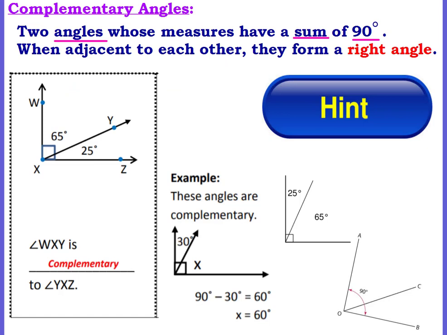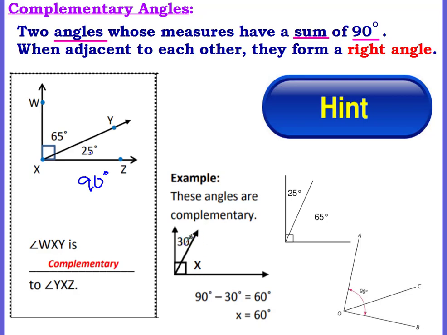Complementary angles. These are two angles whose measures have a sum of 90 degrees. When adjacent to each other, they form a right angle. So this is an example of complementary angles. We have angle WXY and angle YWX. They're next to each other, they're adjacent, and when you add up their angle measures, it equals 90 degrees. 65 plus 25 is 90 degrees. Okay, these are some examples of complementary angles.